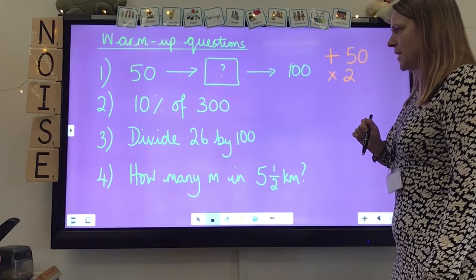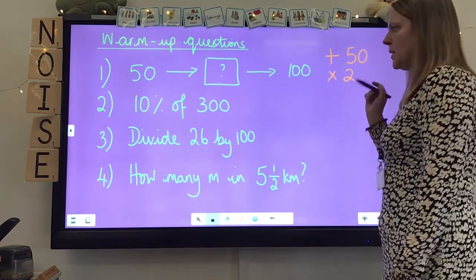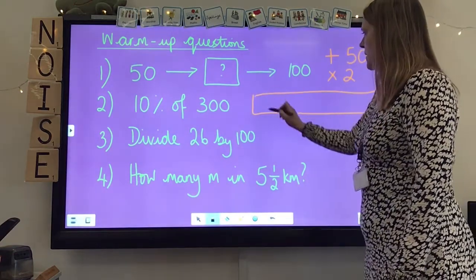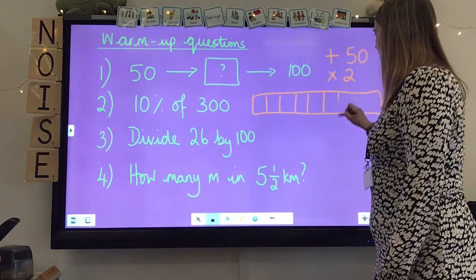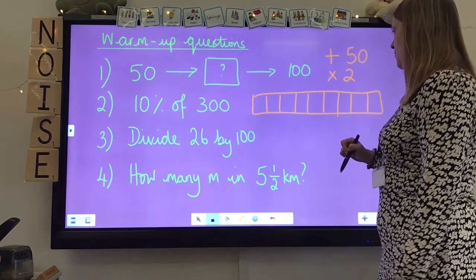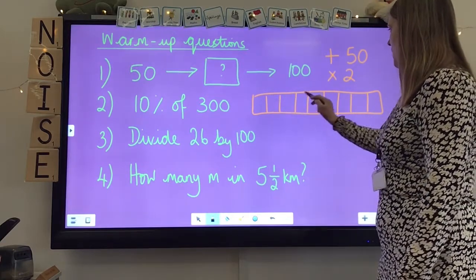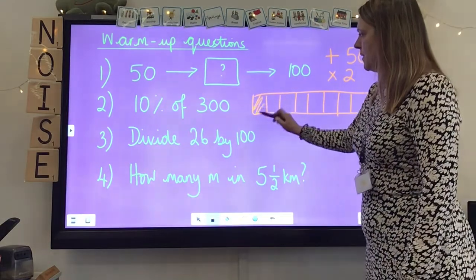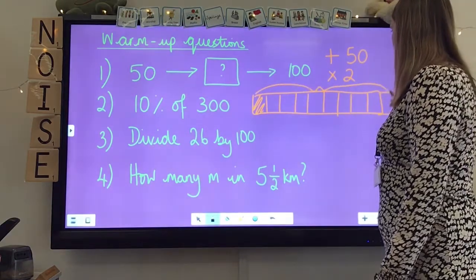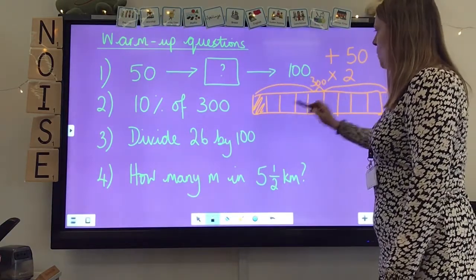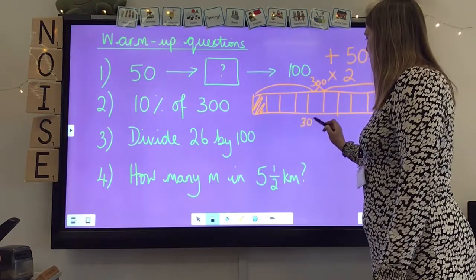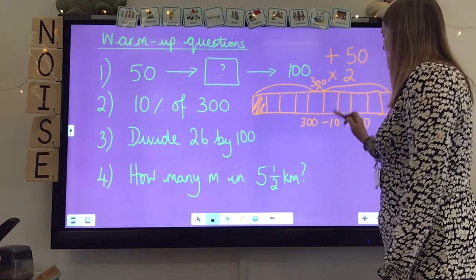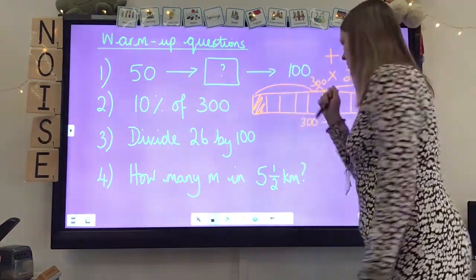So here we have 10% of 300. That takes you back to last week's learning. If we were to draw our bar model and divide it into 10, because we know that percentages are out of 100, 1, 2, 3, 4, 5, 6, 7, 8, 9, 10, and we're interested in one of these, aren't we? If the whole thing is 300, then one of those is going to be 300 divided by 10, which equals 30, because when we're dividing by 10, we're moving all the digits one place to the right.